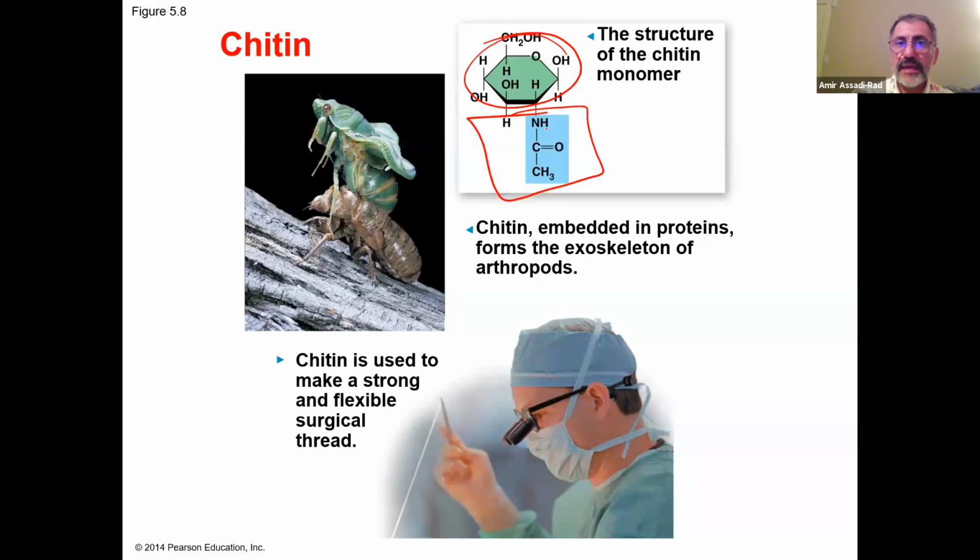A ring format, and here's a nitrogen. Okay, it has a nitrogen with 3 covalent bonds. Right here, 1, 2, and 3. 1, 2, and 3 covalent bonds attached to the nitrogen.